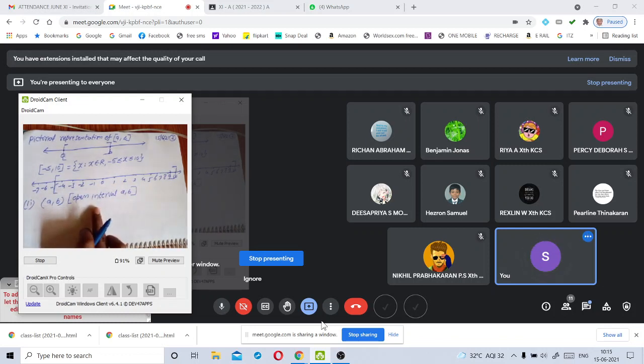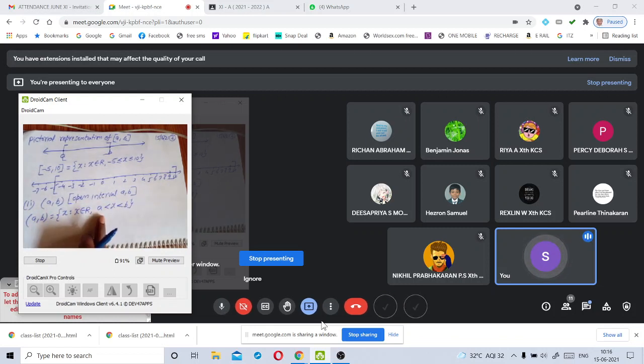This is called open interval A comma B. Here, for denoting open interval, we use small brackets. When we are using small brackets before or after any number, that number is not included in that set of real numbers. Open interval A comma B is equal to the set of all x such that x belongs to R, A less than x less than B.